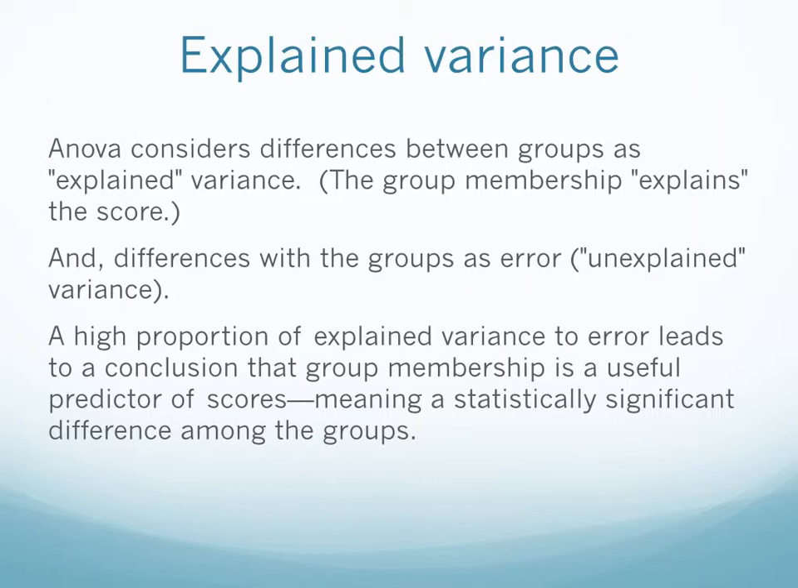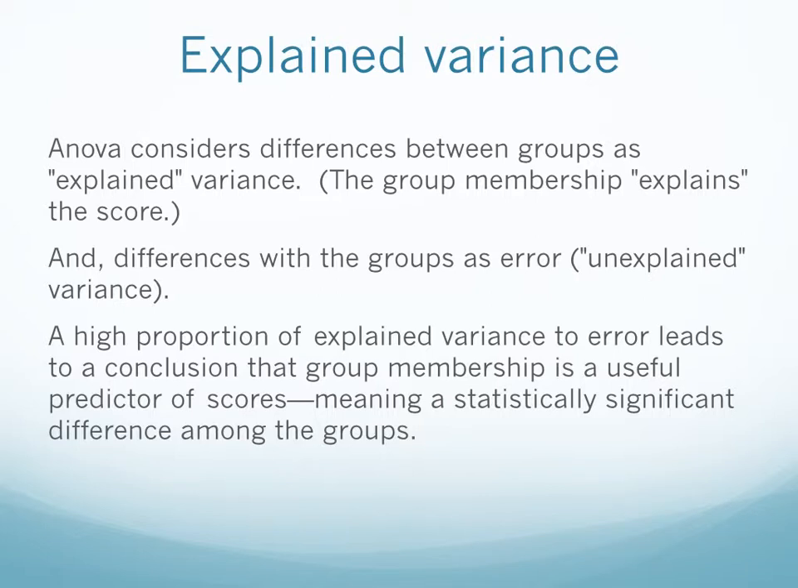The further apart the means and or the lower the variance within the groups, the more likely t was going to be large enough to conclude a statistically significant difference. It's also true for ANOVA. ANOVA considers the difference between groups as explained variance. That is, the group membership explains the score.